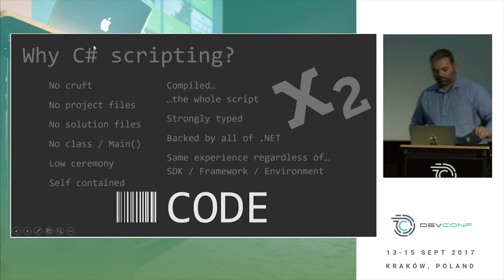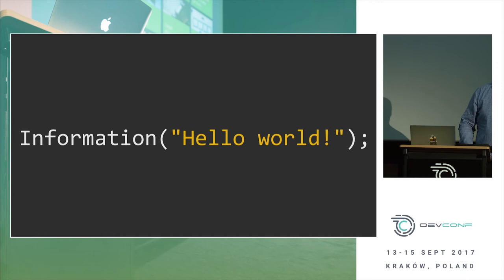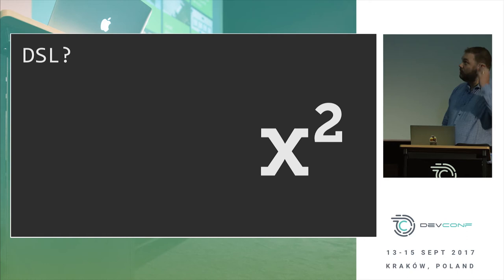So what we saw is the simplest script. You can just type C-sharp away and it will compile. But when I say it's a DSL, we add a few things. That's why IntelliSense was hard. We add a few things with a domain-specific language, a DSL.